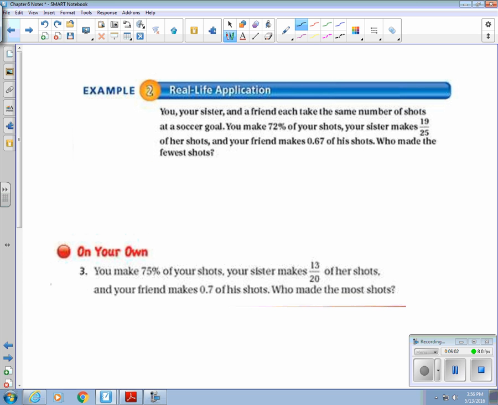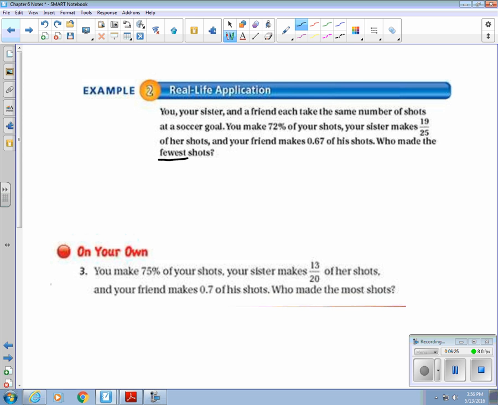All right, a real life application of this skill. You, your sister, and a friend each take the same number of shots at a soccer goal. You make 72% of your shots, your sister makes 19/25 of her shots, and your friend makes 0.67 of his shots. Who made the fewest shots? That means the least amount of shots.